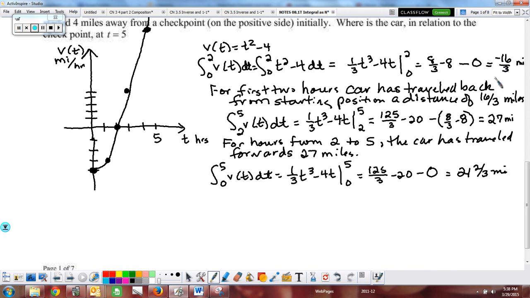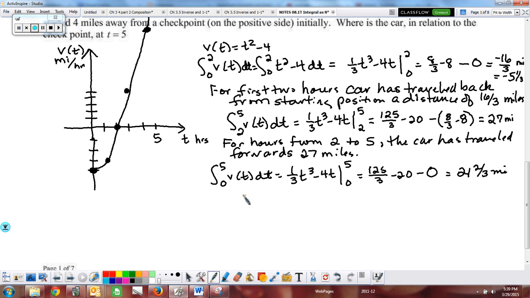Let's come back up here. Now remember, this was our negative 5 1/3 miles. So we traveled in the backwards direction 5 1/3 miles. So from wherever we started, we went backwards 5 1/3 miles. Then from that point, we went forwards 27 miles. And then take a look at this number that we just came up with, our 21 2/3. How is 21 2/3 related to this 27 and negative 5 1/3?